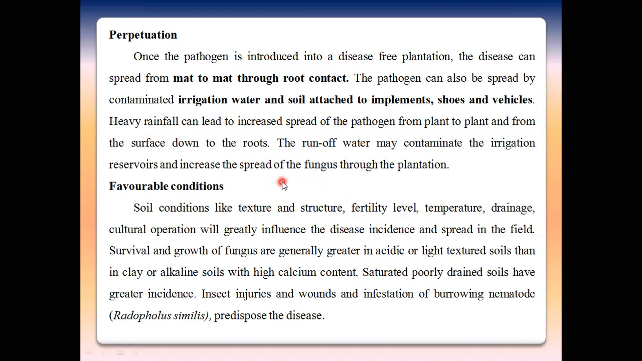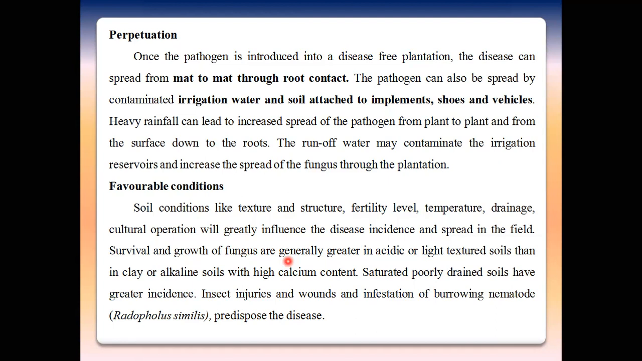This Panama wilt disease is much more severe when the soil is acidic. Means these banana plants grown in the acidic soil having the pH less than 7, so 100% disease is produced.